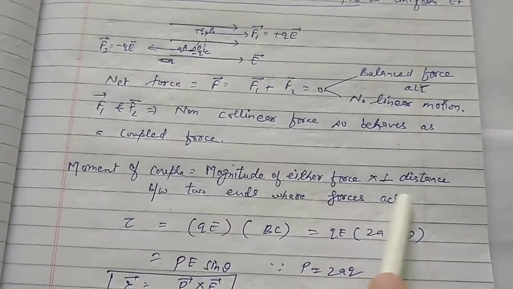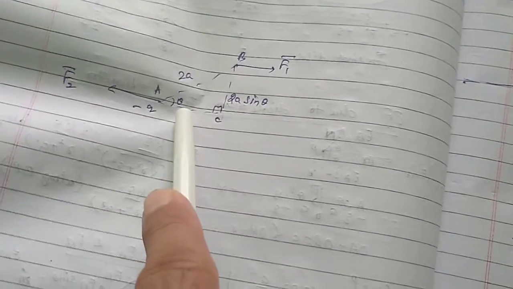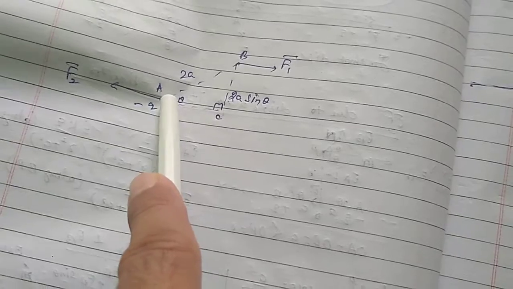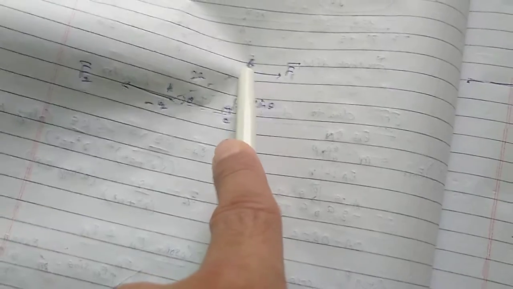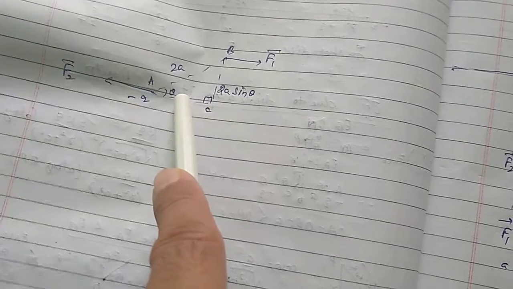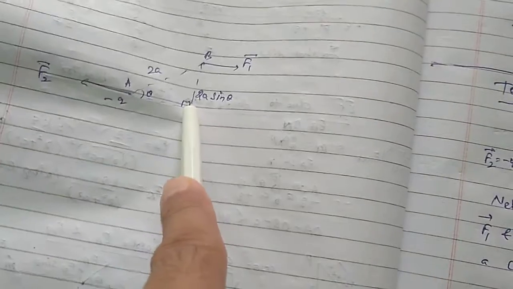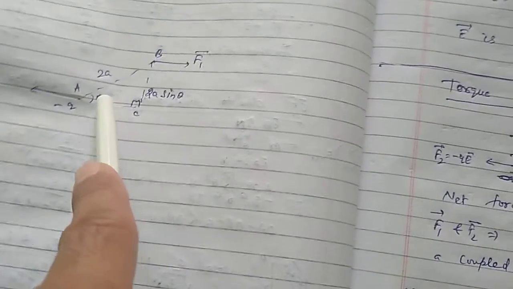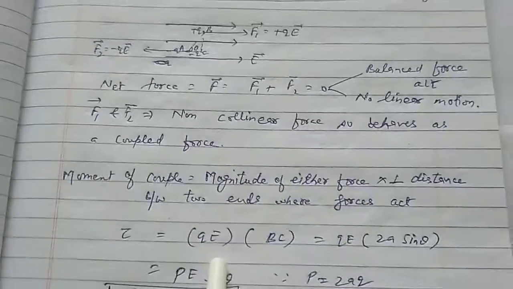The magnitude of either force and the perpendicular distance between the two ends where the two forces act. And you know that these are the two ends, and this is the angle theta. This angle theta is between the dipole moment from A to B, because minus Q to plus Q charge, it is the directed dipole moment, and this is the direction of the electric field. So opposite to angle theta, the perpendicular BC is your perpendicular. So the perpendicular distance is BC. If you apply the relation of sine theta, this comes out to be 2a sin theta. So what is the moment of couple?